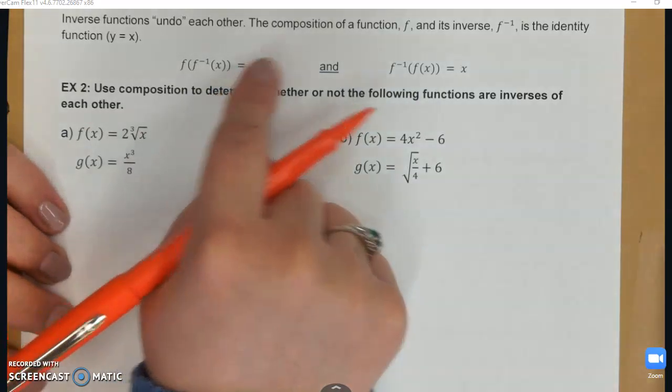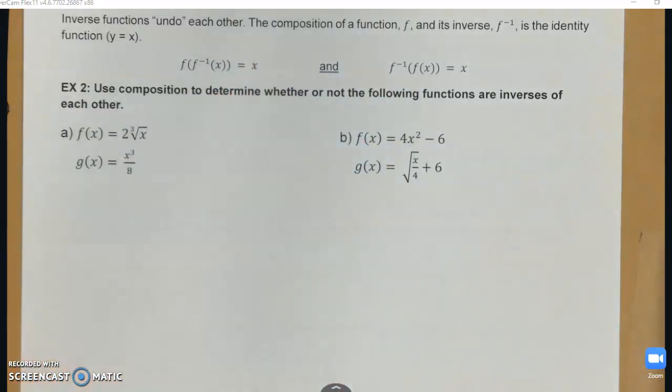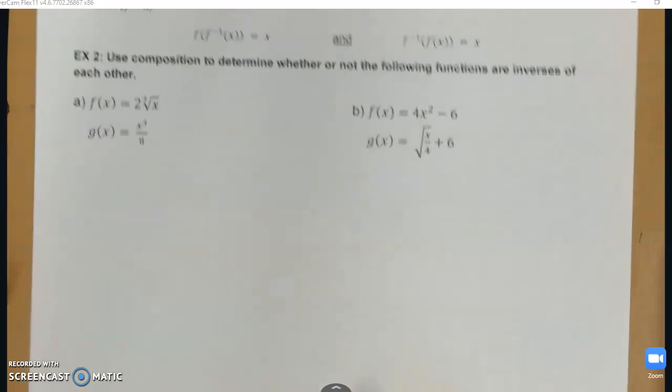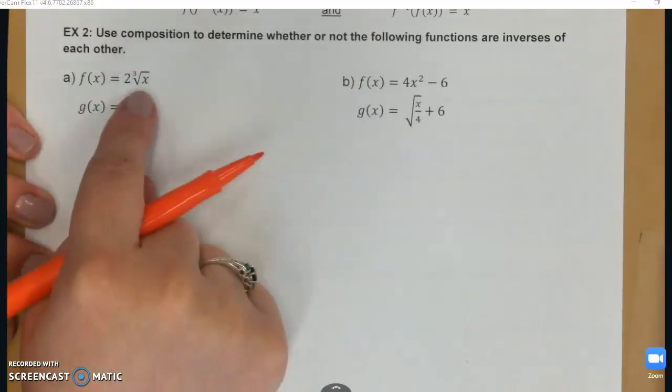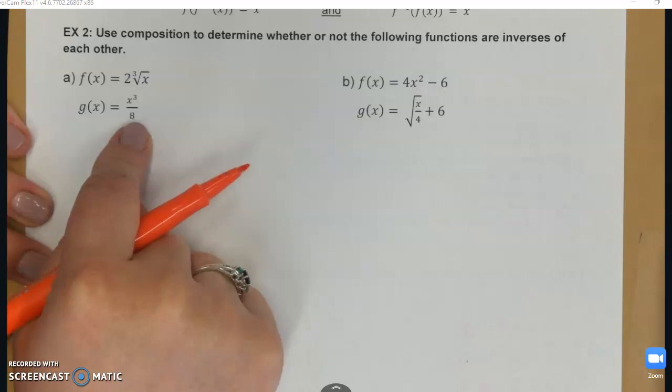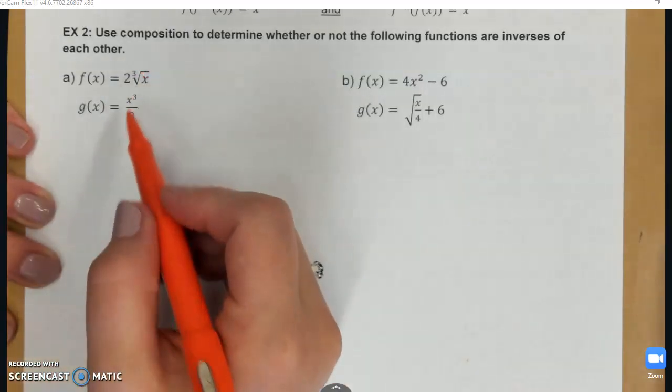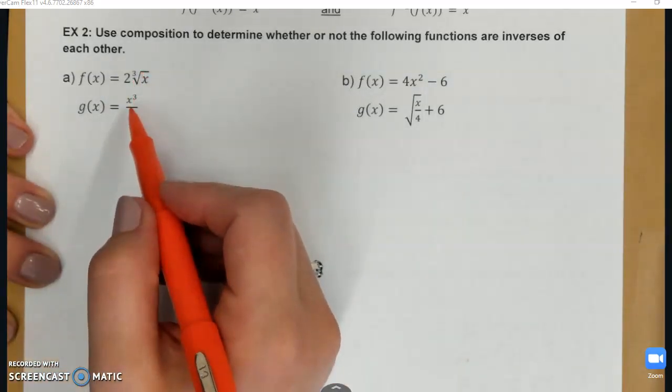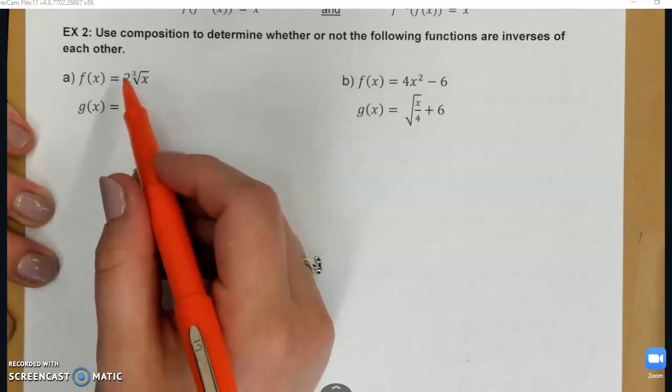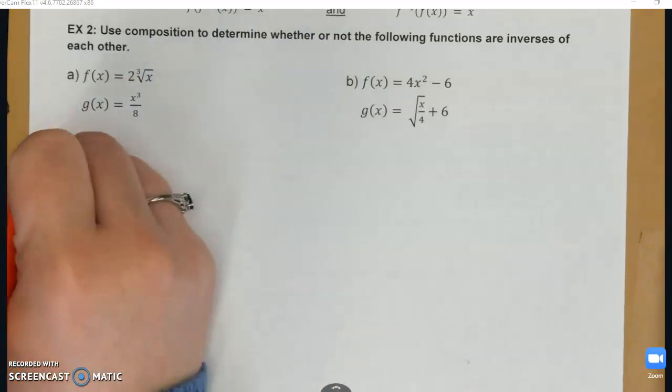Now, if you do the first one and you don't get x, you can say, nope, not an inverse, and end it there. But if you are going to confirm, yes, it is an inverse, you need to do both compositions. So let's do this starting with a. I have two functions, 2 cube root of x and x cubed over 8. Now, I already know that a cube root should give me a cubic inverse, and I do have that here, so now let's use composition to verify.